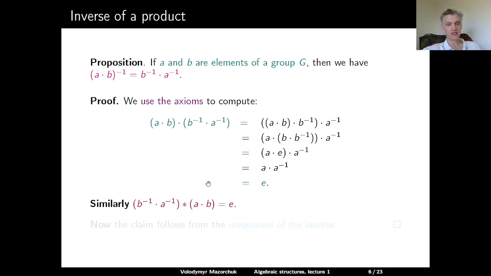A similar computation shows that the product in the opposite order, if you multiply B inverse times A inverse with A and B, this product is equal to the identity. And therefore, the claim of the proposition follows from the uniqueness of the inverse. So we can compute the inverse of the product of two elements in any group.